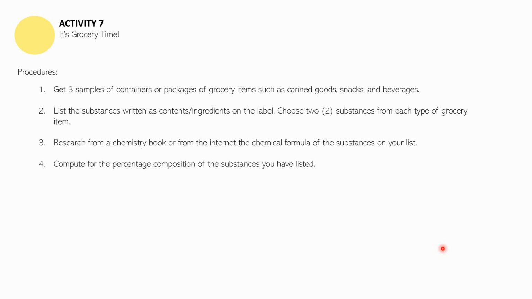Okay. Now, you have to compute for the percentage composition of the substances you have listed. I'll give you a moment. You can pause this video. If you have decided to continue, I am assuming that you are through with the previous step, and now you're ready to answer the following guide questions.